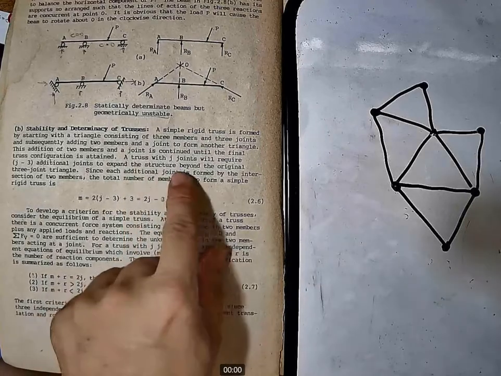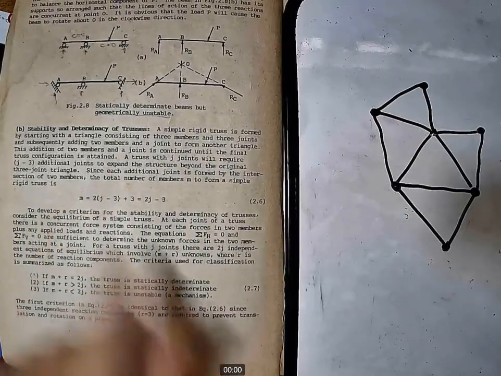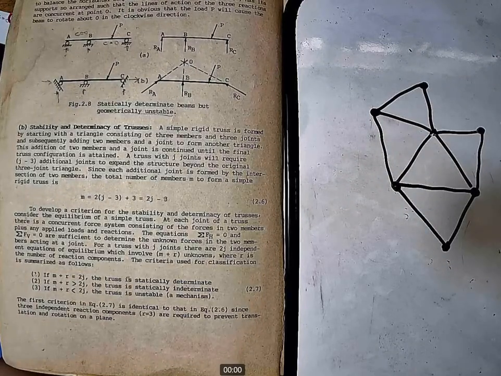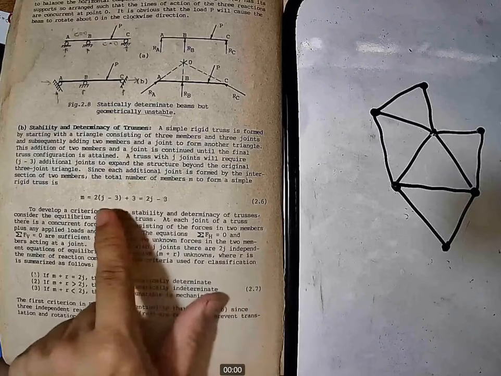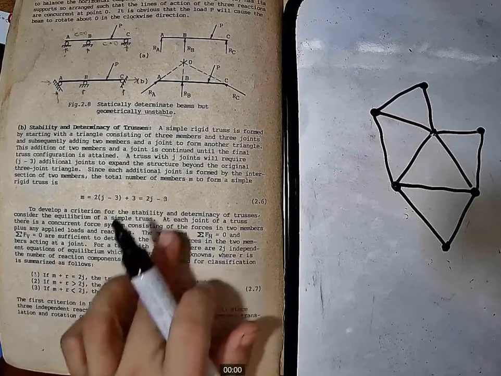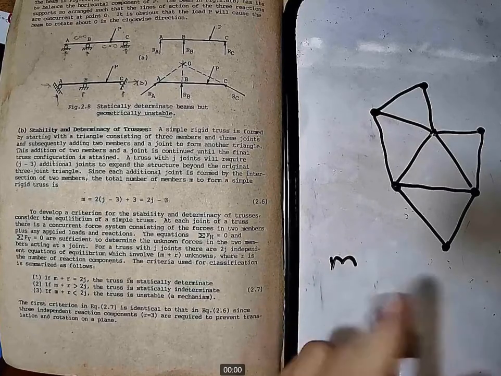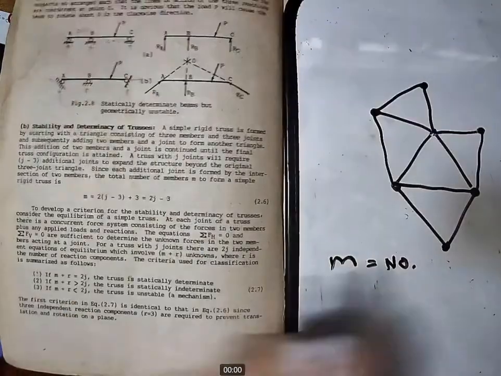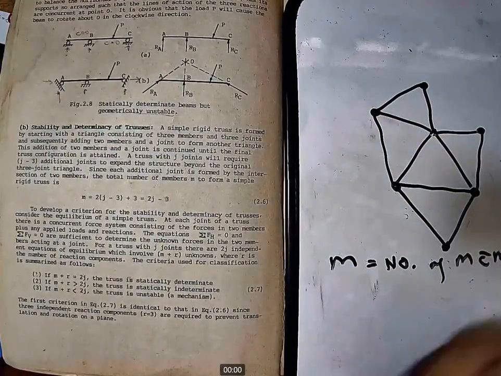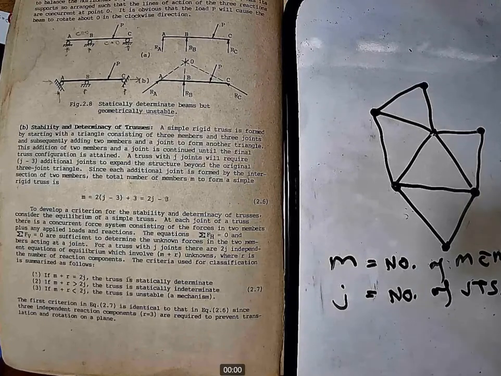A truss with J joints will require J minus 3 additional joints to expand the structure beyond the original 3 joint triangle. Since each additional joint is formed by the intersection of 2 members, the total number of members M to form a simple rigid truss is M equal to 2(J minus 3) plus 3, or this is simply 2J minus 3. Now, M is simply the number of members. Tapos J, this is the number of joints.